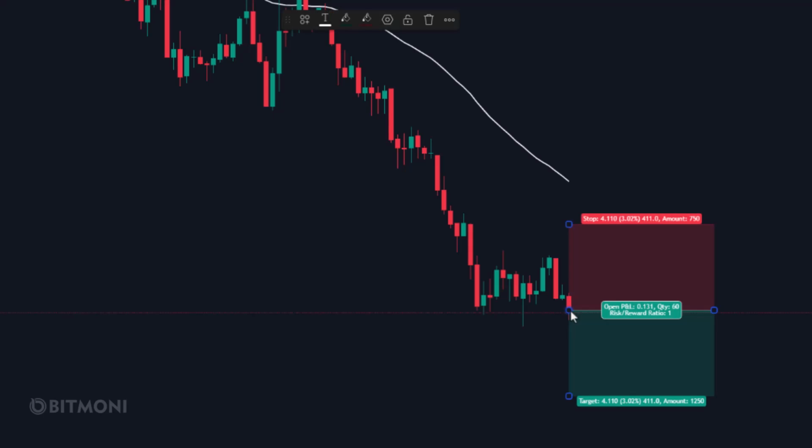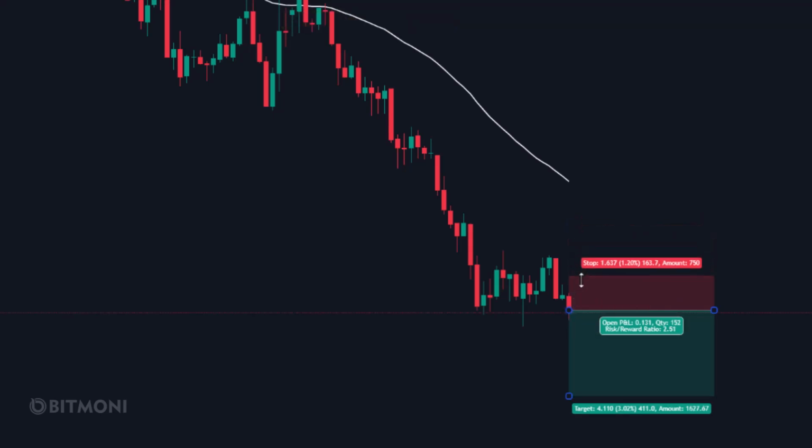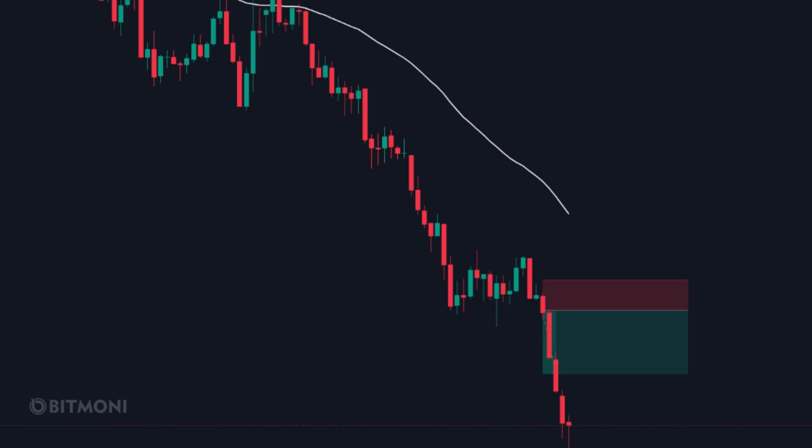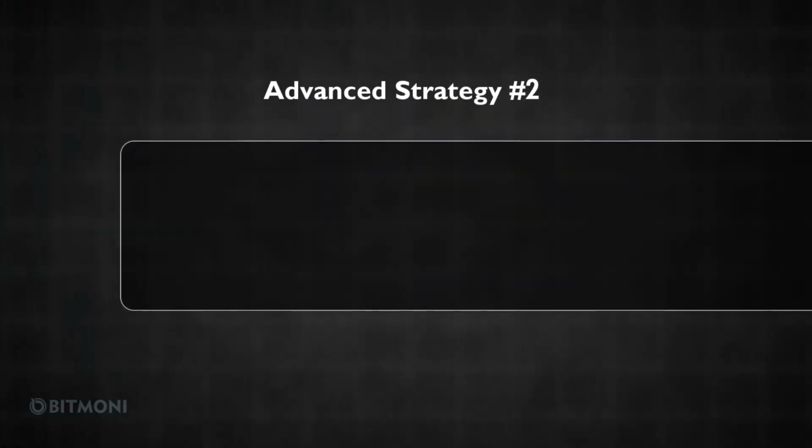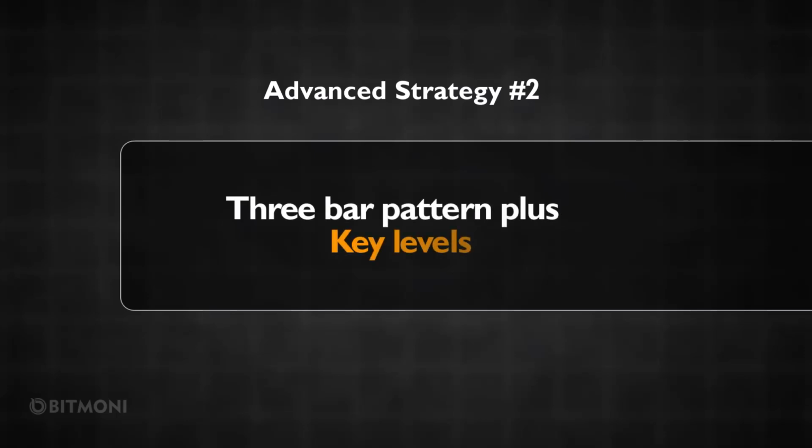Now for your risk management, you can place a stop loss above the pullback candle's wick and set a profit target at 2 times the stop loss. And as you can see, it was a profitable trade. Advanced strategy number 2: 3-bar pattern plus key levels.